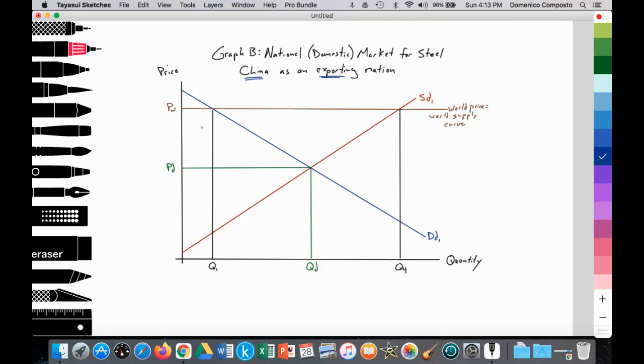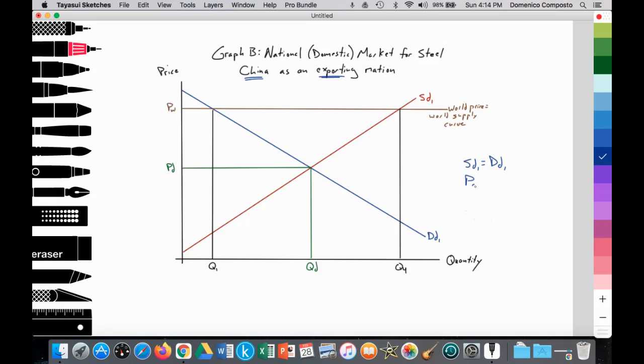Why? Well, here we have price measured on the y-axis, quantity measured on the x-axis. We have our upward sloping supply of steel in the domestic economy, SD1, supplying the domestic economy. In accordance with the law of supply, we have our downward sloping demand for steel in the domestic economy, DD1, and where SD1 equals DD1, it sets the domestic equilibrium price.